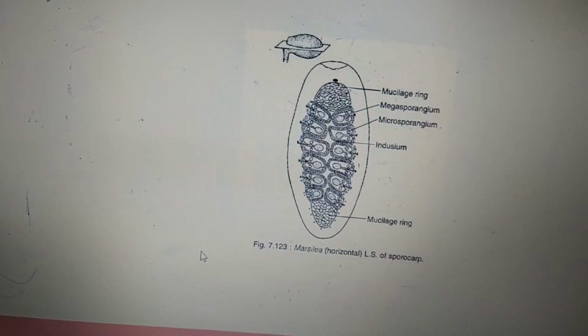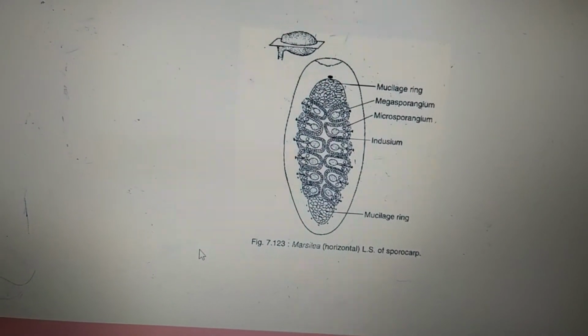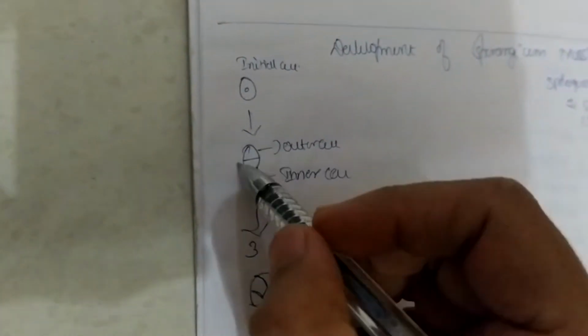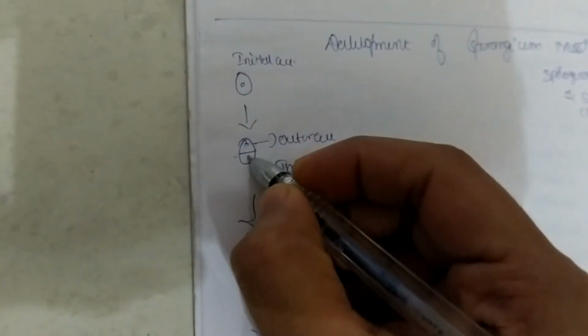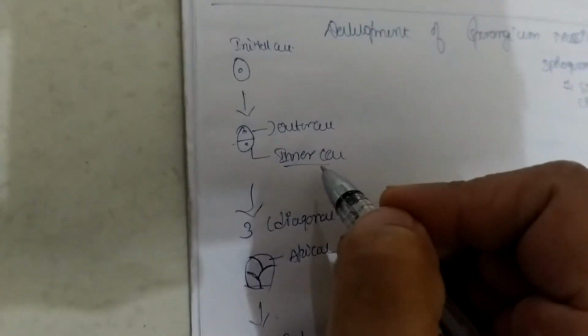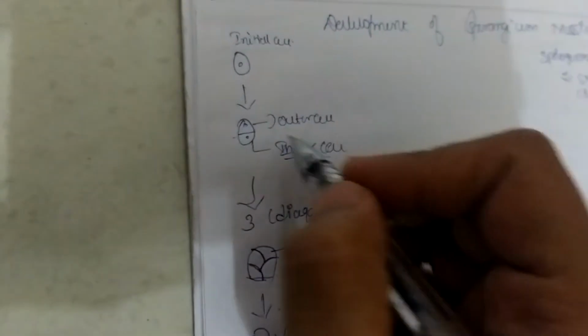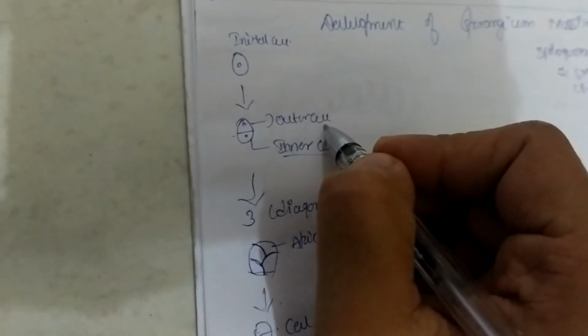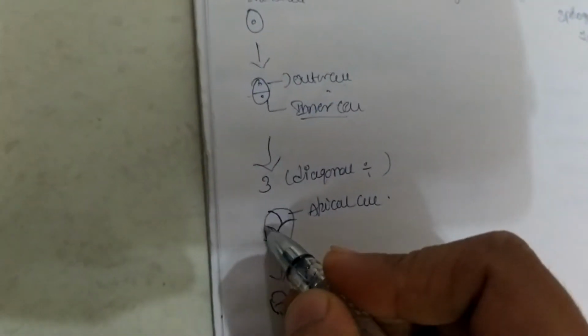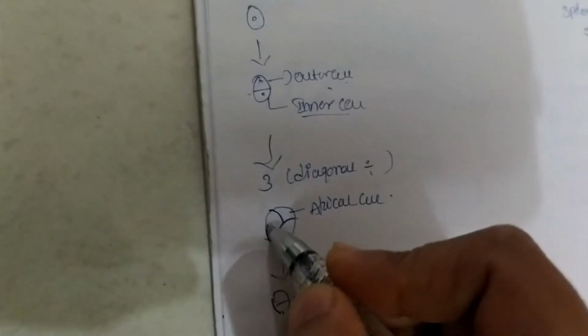Now the initial cells are going to divide. If we consider this as an initial cell, it is going to divide periclinally, leading to formation of two cells, the outer cell and the inner cell. The inner cell does not take part in further development. Now we are left with only the outer cell. This outer cell is going to undergo three successive diagonal divisions, leading to formation of a structure somewhat like this. So this is the outer cell.